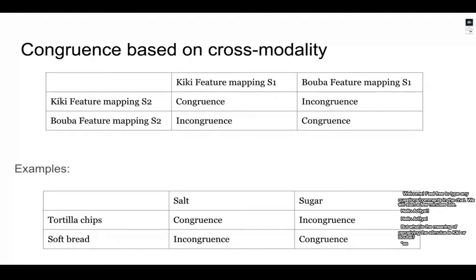And we also have incongruence. Soft bread and salt, they don't really match on the level of Kiki or Bouba. The same goes with sugar and tortilla chips. So we're going to look at the second layer of cross-modality and apply it in the food and dining sector.